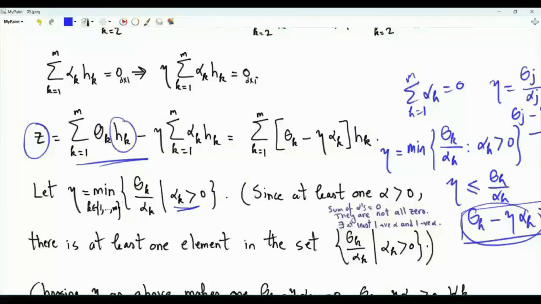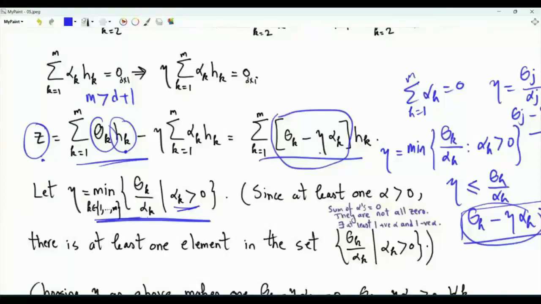We started with vector z written in this way. It's a convex combination of those h vectors. The theta k's are all strictly positive. We have m terms in the summation, and we assumed that m is strictly greater than d plus 1. Those vectors are d-dimensional. We rewrote z as this linear combination. For those coefficients, their sum is equal to 1. And if we choose eta in this way, the coefficients are non-negative and sum to 1, so this is indeed a convex combination.